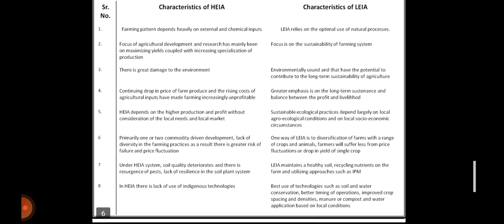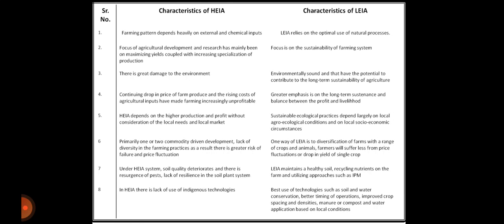In high external input agriculture, there is lack of use of indigenous technologies, but in low external input agriculture, there is best use of indigenous technologies such as soil and water conservation, better timing of operations, improved crop-specific spacing and densities, manure or compost, and water application based on local conditions. These are all the different characteristic points of low external input and high external input agriculture.